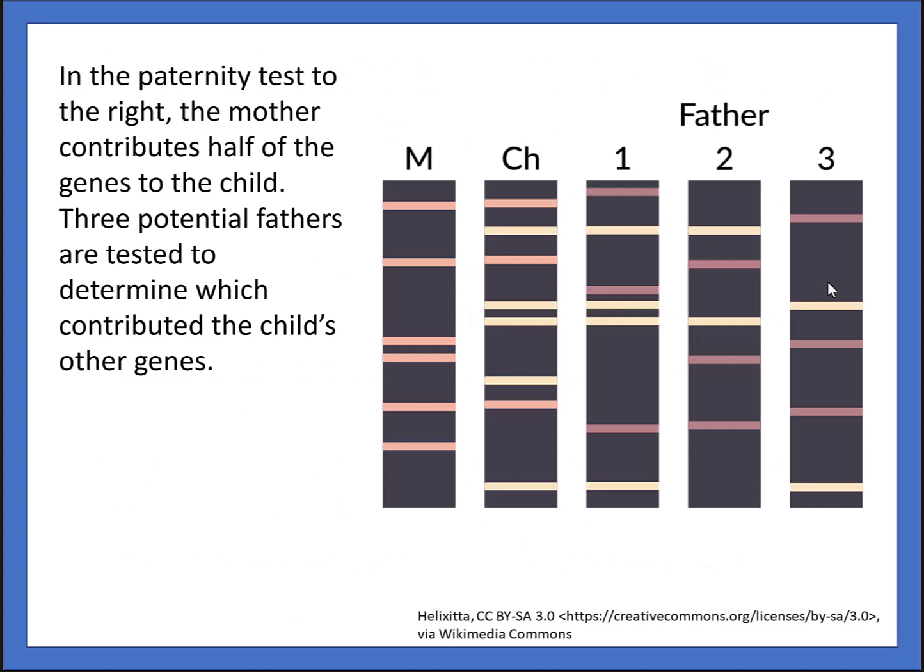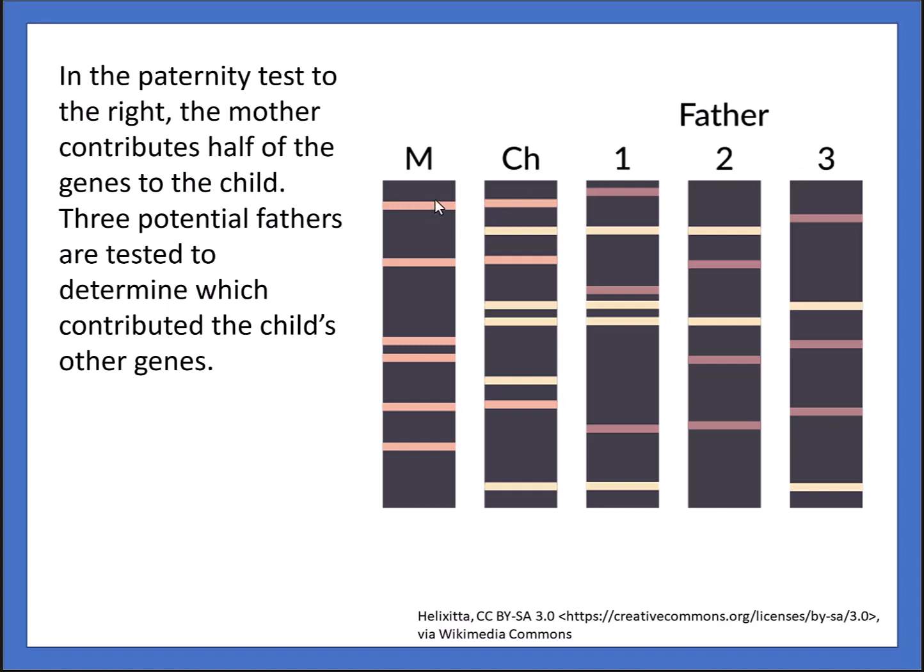In the paternity test to the right, the mother contributes half of the genes to the child. Here's the mother. This is her DNA fingerprint. This is the child's DNA fingerprint. And then there are 3 potential fathers that are being tested to determine which contributed to the child's other genes. So this would be what you see on midday TV, where they're trying to figure out who the father is.